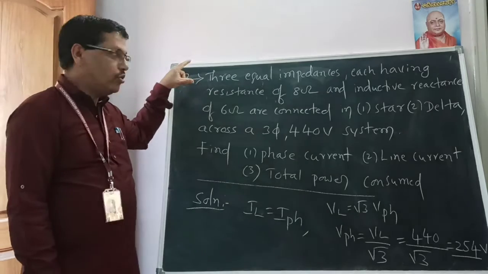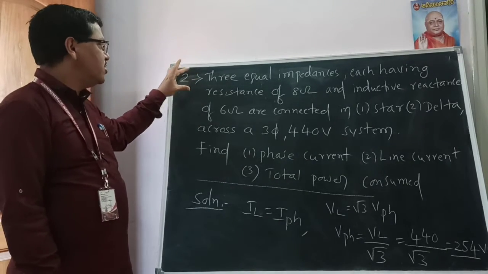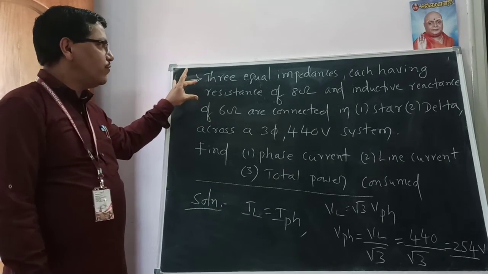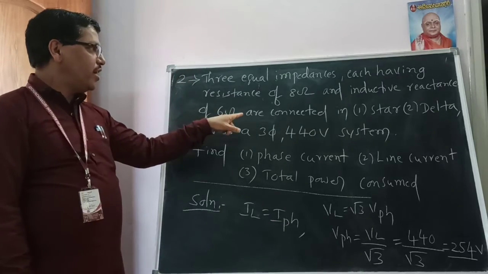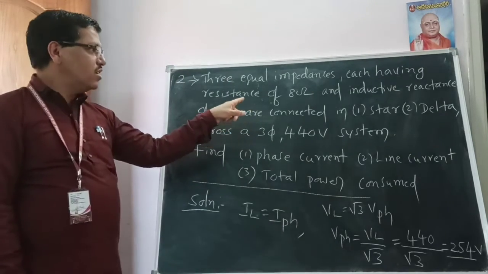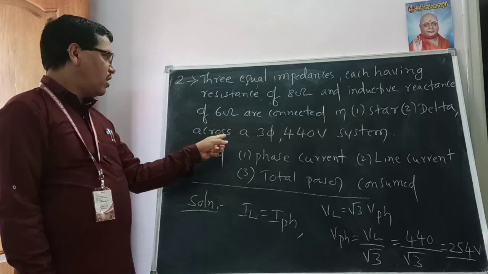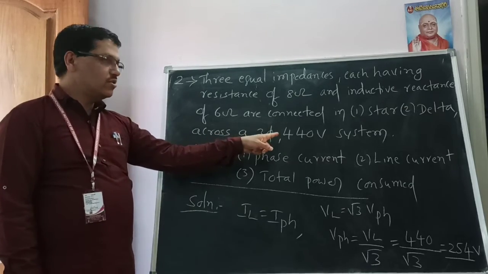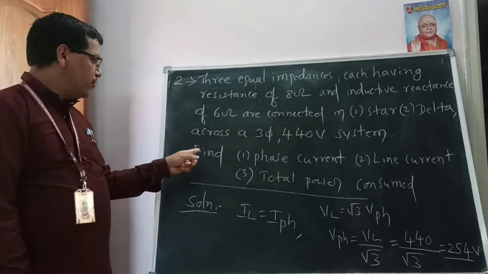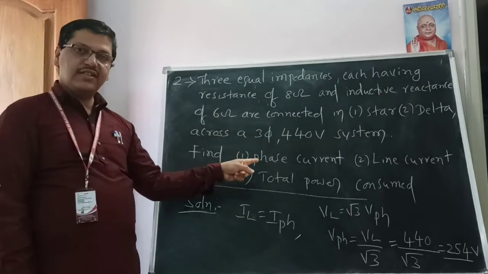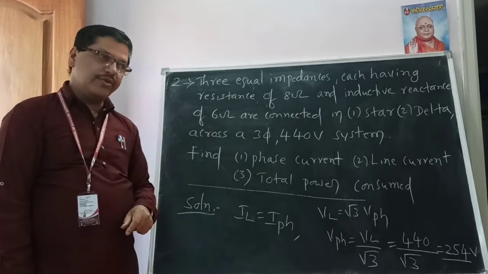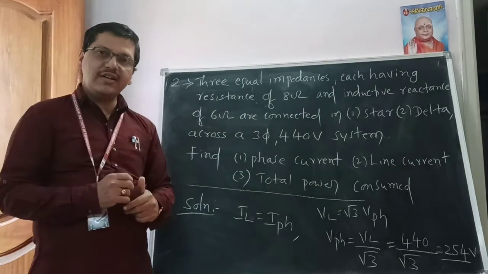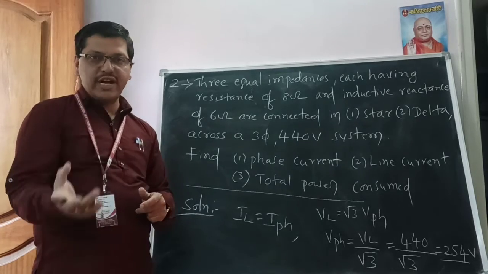The second problem shows three equal impedances, each having a resistance of 8 ohms and inductive reactance of 6 ohms, connected, first one as star, second one as delta, across a three phase 440 volts system. First we need to calculate the phase current, second the line current, third the total power consumed.